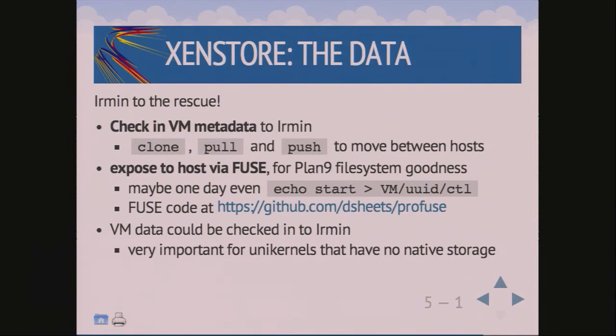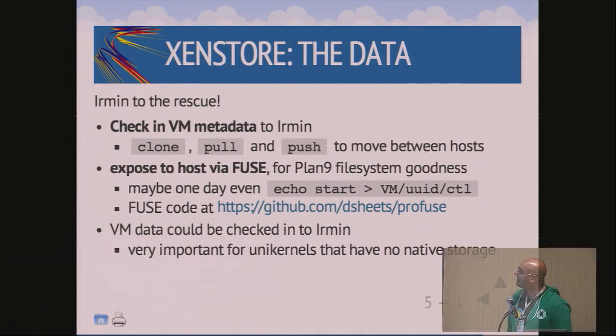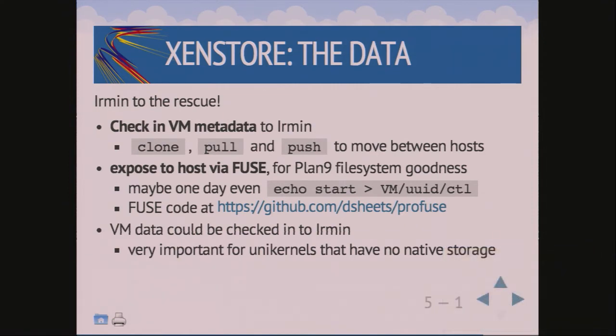So again, we're hoping Irmin to the rescue. One thing that the database can do is that you can check in all of the VM metadata into Irmin directly. And because it's just using Git, you can just pull, push, and clone and use all of the usual ways to coordinate Git trees between hosts. You can even just push this stuff to GitHub.